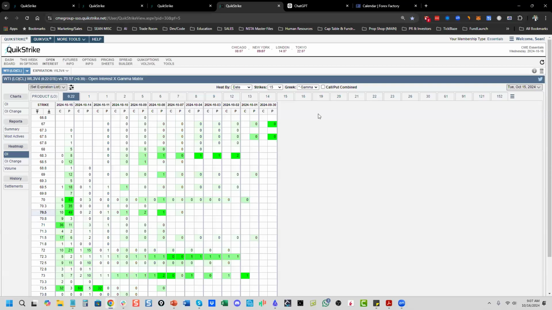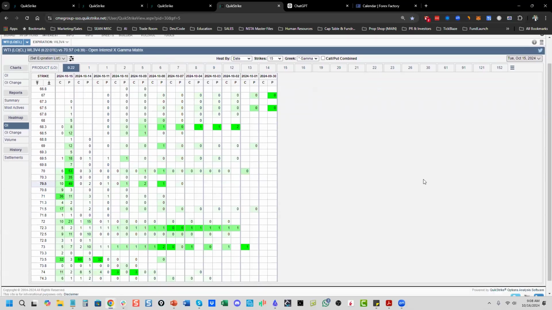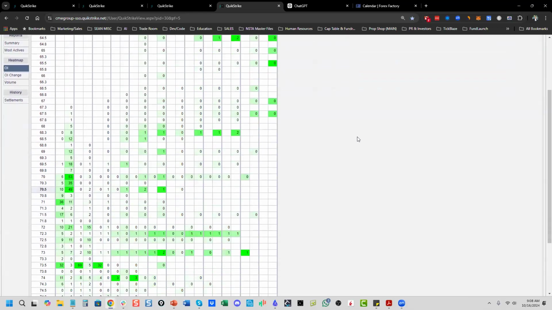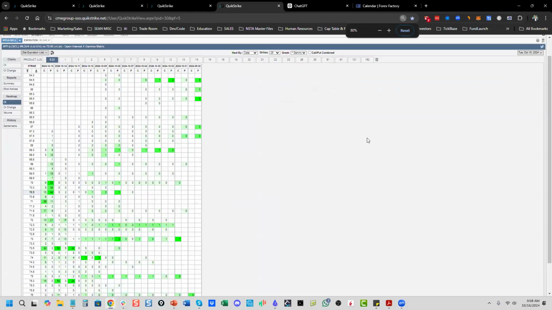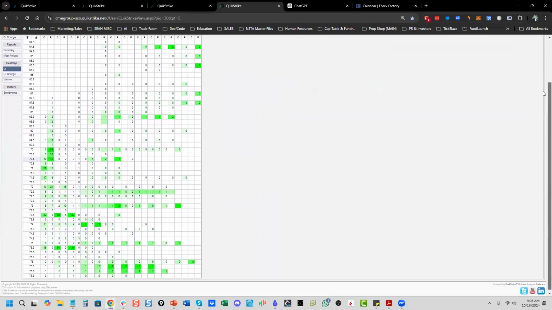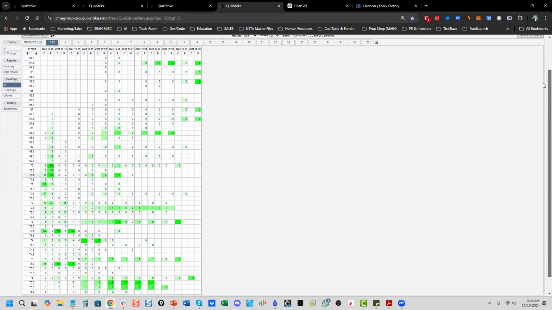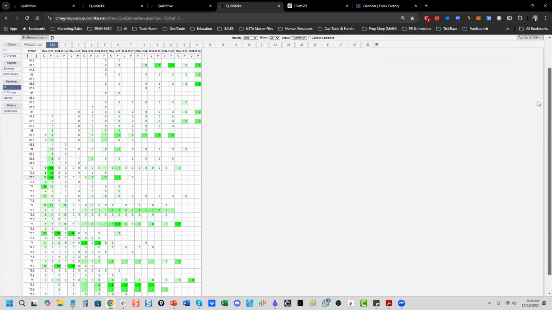Bingo, bango. Wow. Look at the gamma here. Okay, so this is interesting. Very interesting. Now I like to go out 25 strikes. I like to do that. And then I like to make my page a little smaller so I can take a screenshot of it. We're going to get into screenshots next. And just like that, we're going to take a screenshot.